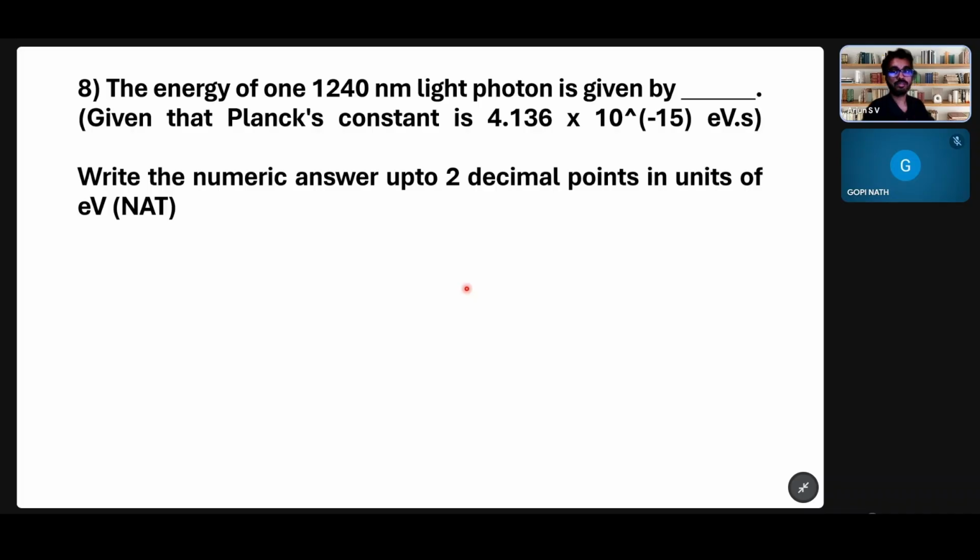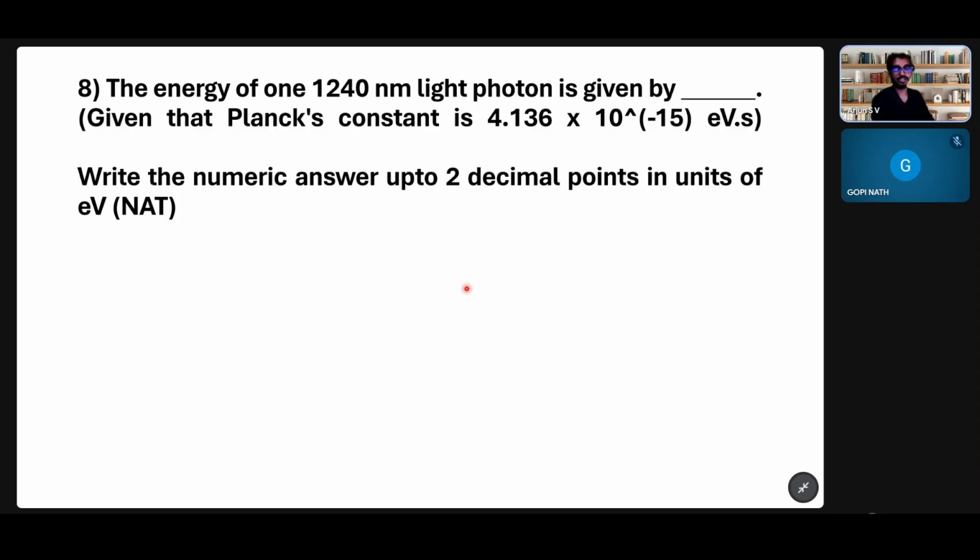So the next question is a problem. The energy of a 1240 nanometer light photon is given by dash. Here they have given us Planck's constant in electron volt seconds, so we also have to calculate the energy in electron volts. So how do we do that? The answer is simple.